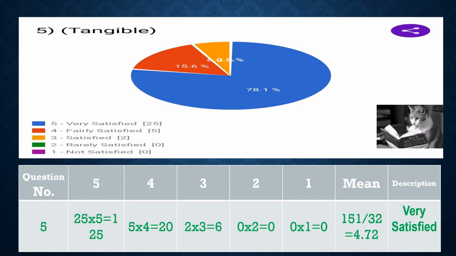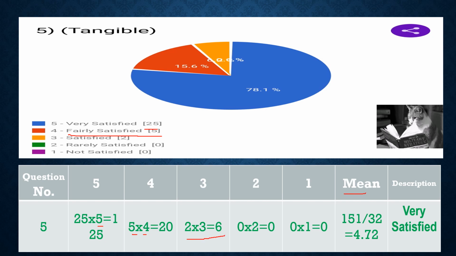And let's proceed with the last statement of tangible dimension in this research. Same process for the two statements, okay? Very satisfied, 25, multiply by 5. So 25 times 5 is equal to 125. Fairly satisfied, 5 times 4 is equal to 20. Satisfied will be 2, so 2 times 3 is equal to 6.